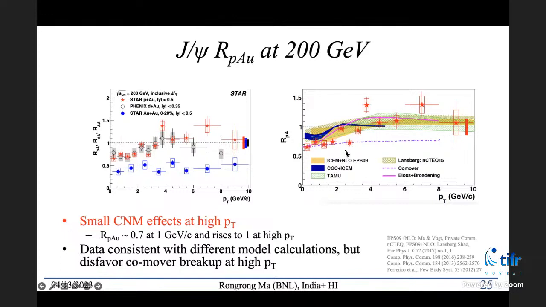There's also a comover prediction shown as a dashed line, where you can see that the prediction is much smaller. It's more than 2 sigma away from the data at high pT. So you can see that the data are consistent with different model calculations, which is not necessarily good, and that means we cannot really distinguish between different mechanisms. The only thing we can see here is that at high pT, the comover model is probably too low compared to data.